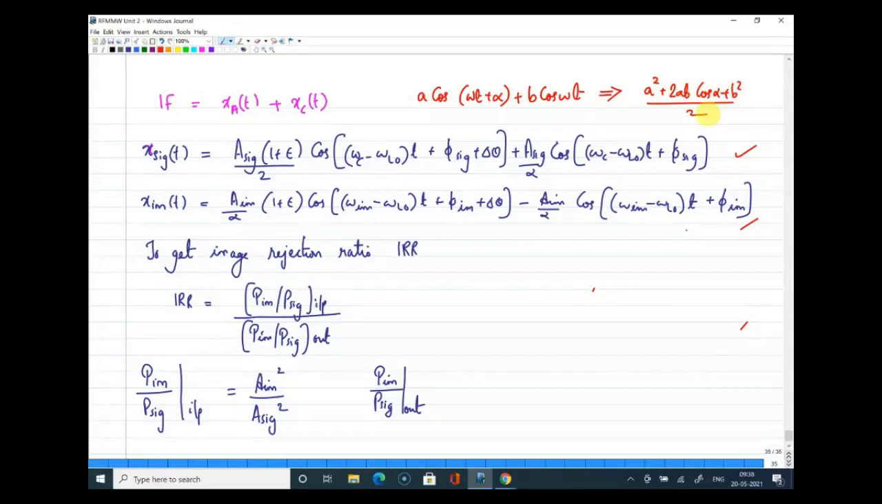All right, so can you apply this formula and write the image to signal ratio at the output? When you have a vector sum of this form, you can write the average power using this expression. So since your signal and image at the output is of similar form, you can write the image power to signal power ratio at the output directly by using that formula. So can you guys try and let me know what you are getting at the output?